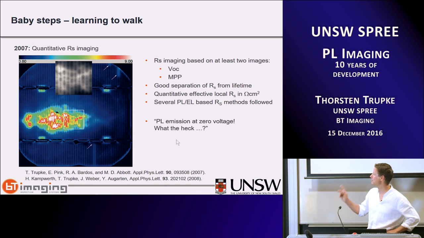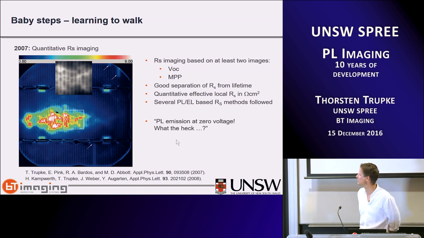Now, one thing that popped up during those days was kind of unexpected, and that is when we looked at the solar cell under illumination and set the voltage to zero, essentially short-circuiting the cell, the cell still emitted luminescence. Now, if you remember the equation on one of the first slides, you would expect that if the voltage goes to zero, the luminescence should also go to zero, but it didn't. And we couldn't work out initially what was causing that.